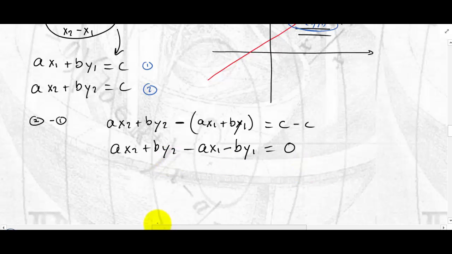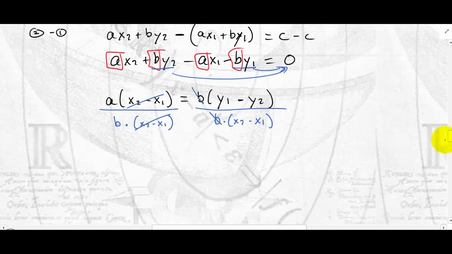All right. Here's what I'm going to do now. I'm going to move my by2 and by1 to the other side of the equation, and I'm going to factor my a's and my b's at the same time, so 2 steps in one. Look at it. I have a times x2 minus x1 equals b times y1 minus y2. Okay, good. Now I'm going to divide both sides of the equation by b times x2 minus x1.